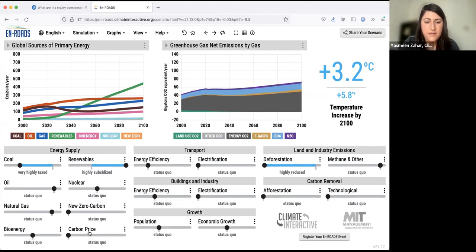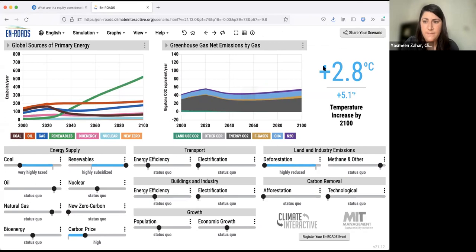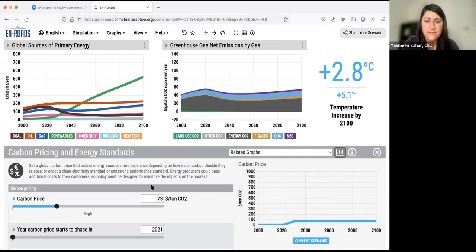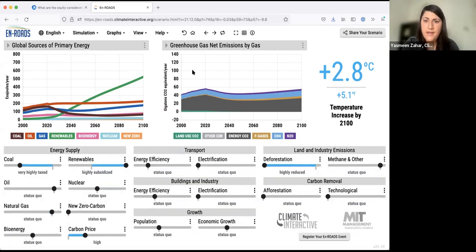So let's take maybe, let's put it over here. We see a pretty big jump. So when we're talking about a high carbon price, what we mean specifically with what I just chose was about $73 per ton, which is pretty high when we look globally. So that's something to take into consideration.